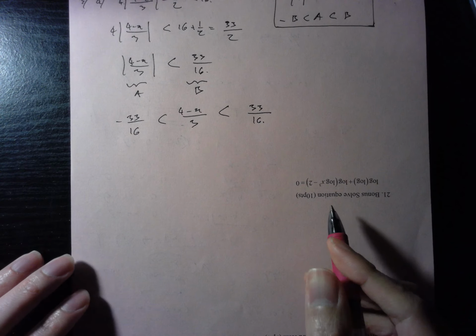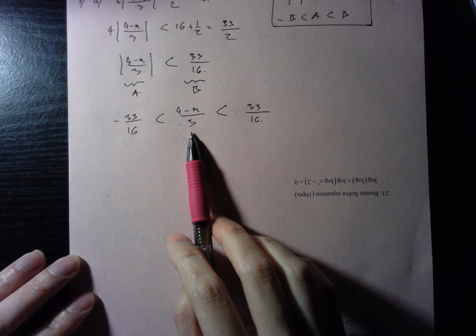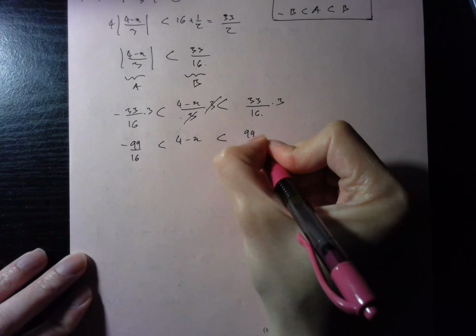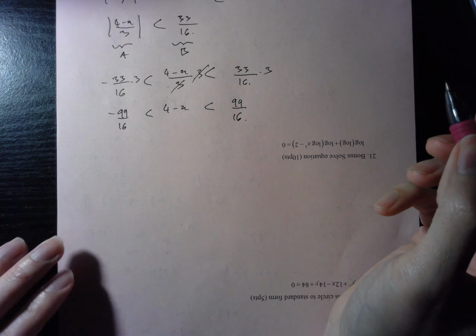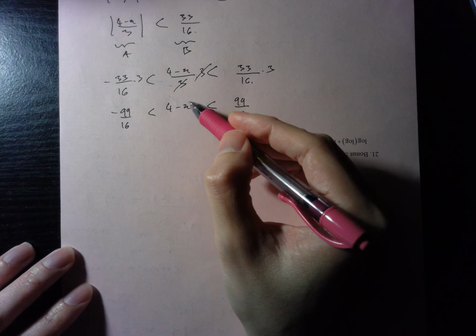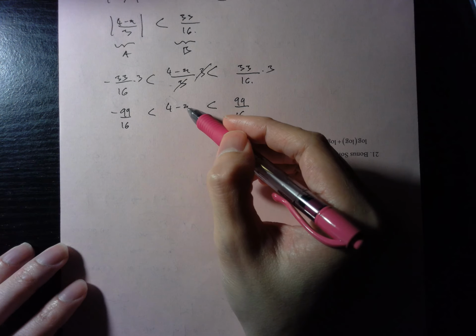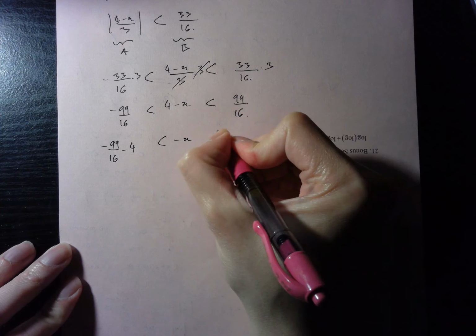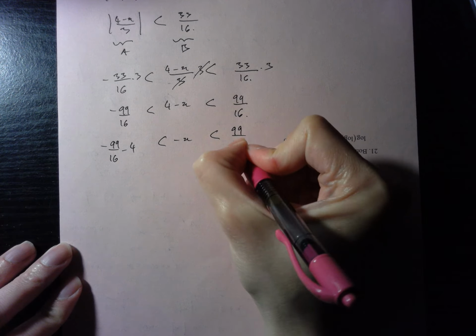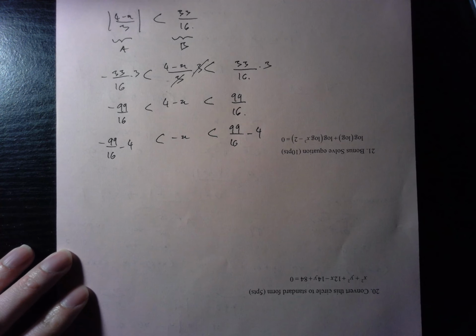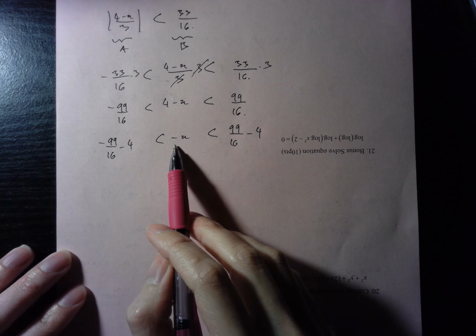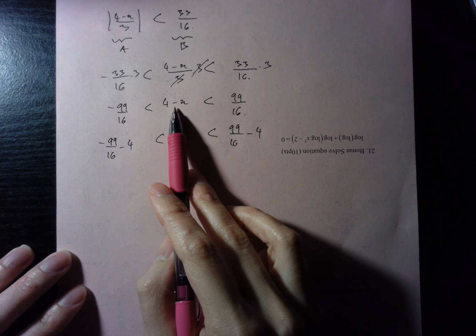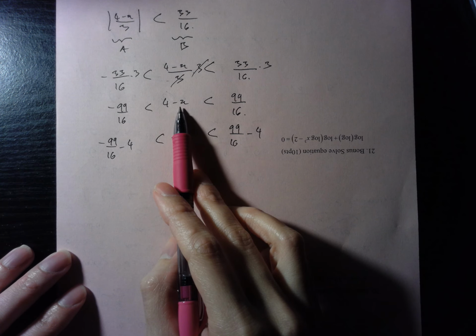Okay. And because I hate fractions, you want to get rid of the fraction, so I multiply all three sides by 16. I subtract both sides by 4, because when you solve an inequality or equation, you need to isolate the x. So I have negative 99/16 minus 4 less than negative x less than 99/16 minus 4. Some students just throw away my x over here. You subtract both sides by 4, but the negative is still attached to the x. You cannot just go ahead and throw away my negative one.